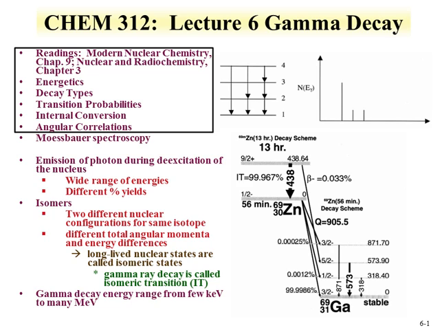Lecture 7 will cover Mössbauer spectroscopy, which is fundamentally an application of gamma decay to determine chemical properties of compounds.